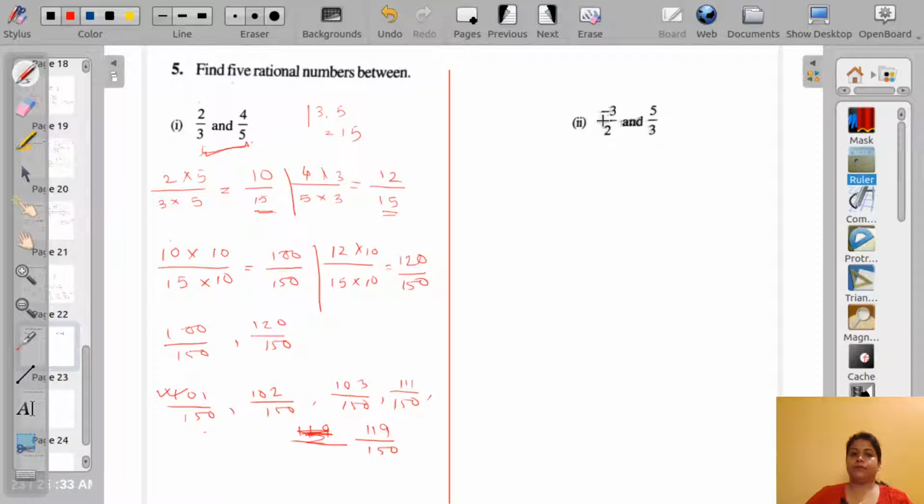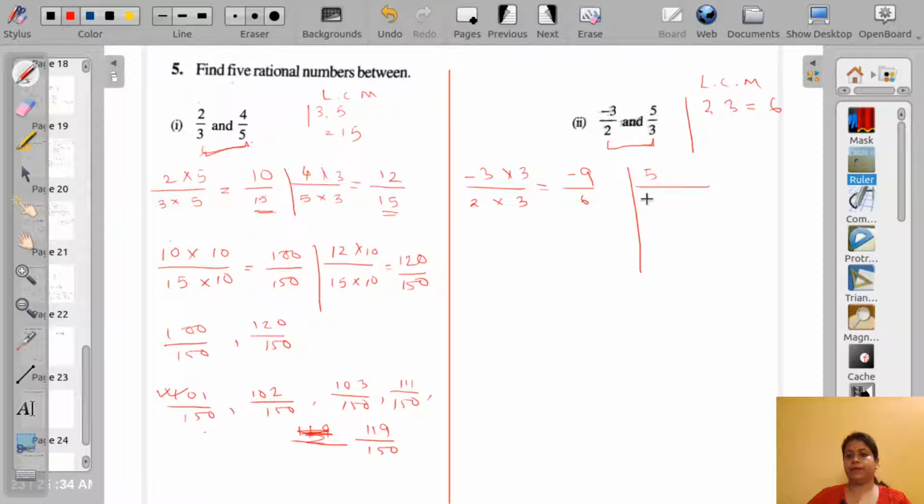Now next one: we have to find 5 rational numbers between minus 3 by 2 and 5 by 3. Again the LCM of the two denominators, 2 and 3, is equal to 6. So minus 3 by 2, we make the denominator 6 by multiplying the denominator and numerator by 3: minus 9 by 6.